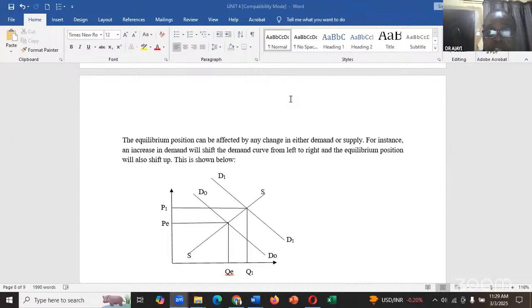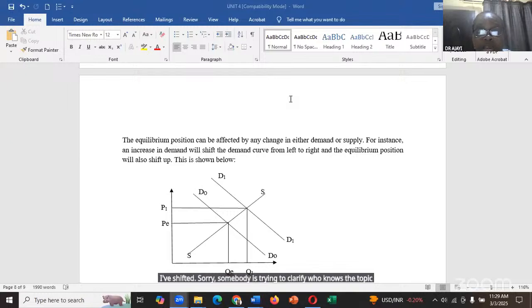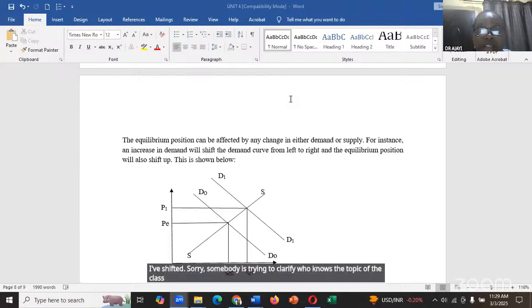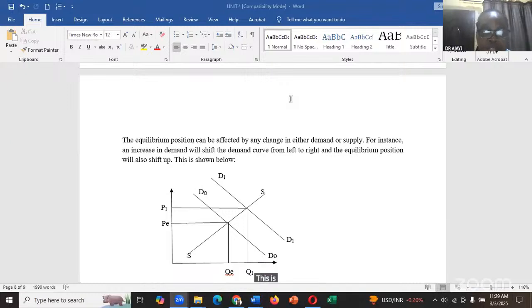Sorry, somebody is trying to clarify who knows the topic of the class. I have rounded up with elasticity. I started with that, and I just rounded up with it. I'm just explaining equilibrium now, and I'm rounding up with equilibrium. So for that person that asked that question, it is elasticity first and then equilibrium we are rounding up. So I believe that answered your question.